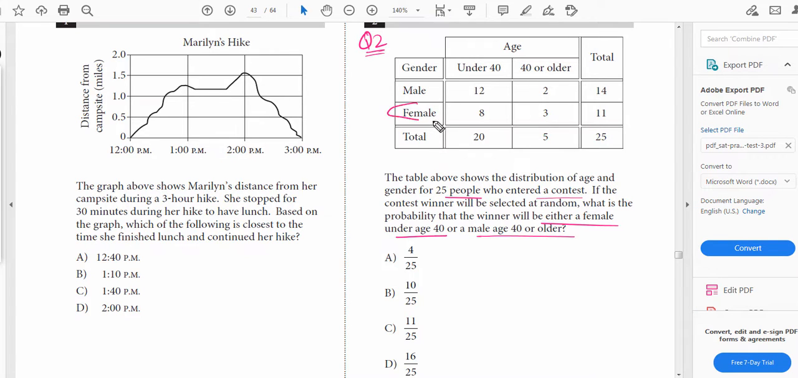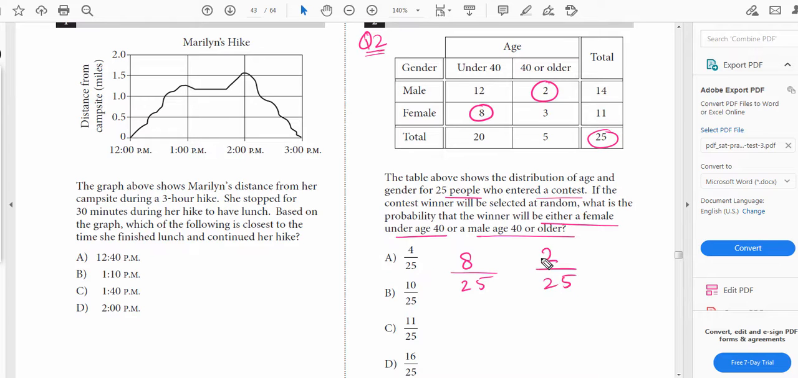So in this row we have the data for the female. So female under 40 are 8, and the male over 40 are 2. So let's find out the probability. The total number of people are 25. The formula for the probability is possible outcomes over total outcomes. So let's find out the probability for the female under the age of 40. That will be 8 over 25, and the male older than age of 40, that will be 2 over 25.